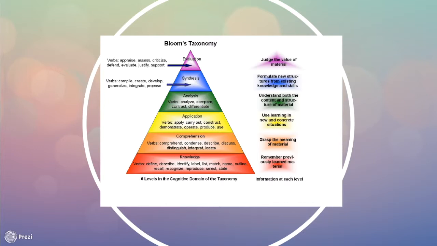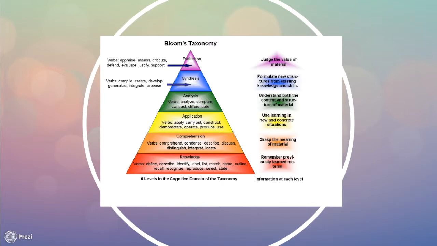The next level above knowledge is comprehension. Comprehension is understanding the material and its meaning. Verbs that we can use in comprehension are describe, interpret, or distinguish. The level above comprehension is application. Application is the use of learning material in new situations. Verbs we can use to describe application are construct, demonstrate, operate, or produce.